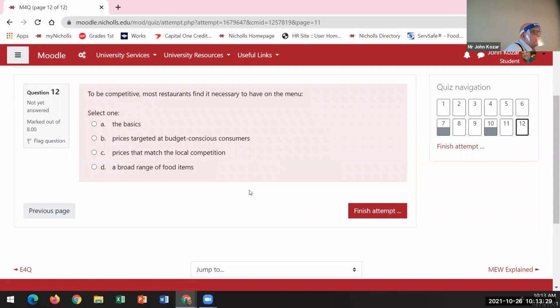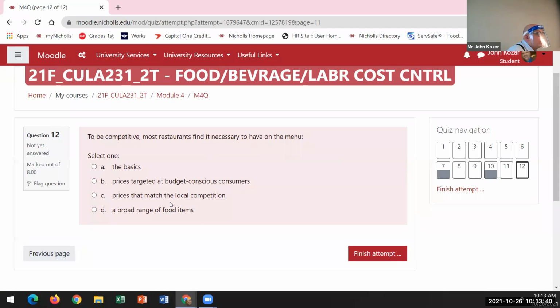Okay, to be competitive, most restaurants find it necessary to have on the menu... And I know what the answer to this is, but I went to look it up in the book and I typed in the word competitive, which shows up less than 10 times in the book. And if you look at the chapters that we're going over, the words are right in there for this. Okay. Any other questions? Yes.